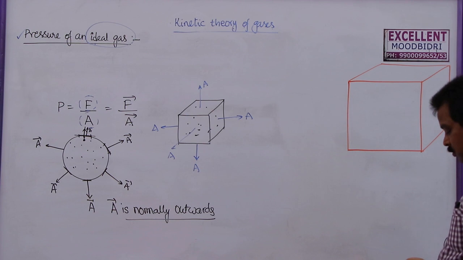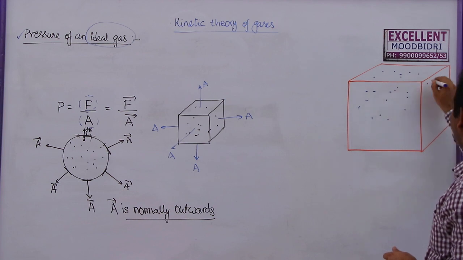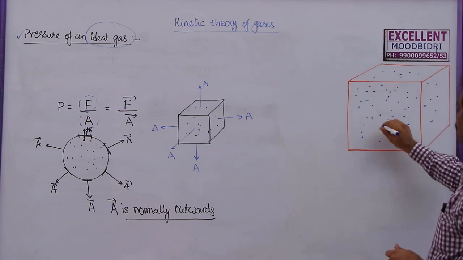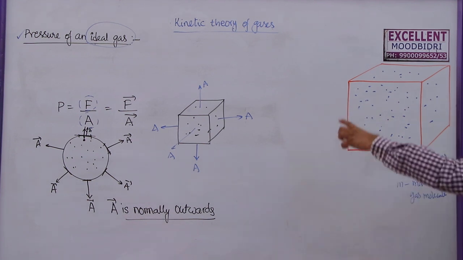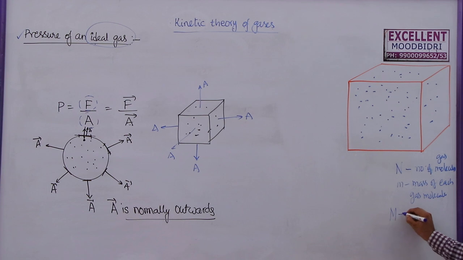So this consists of so many gas molecules, all are spherical balls. Let us say capital N is the number of gas molecules, and small m is the mass of each gas molecule. Now, what is the total mass of this gas? Number of gas molecules into mass of each molecule. So I am going to write M is equal to m into N.